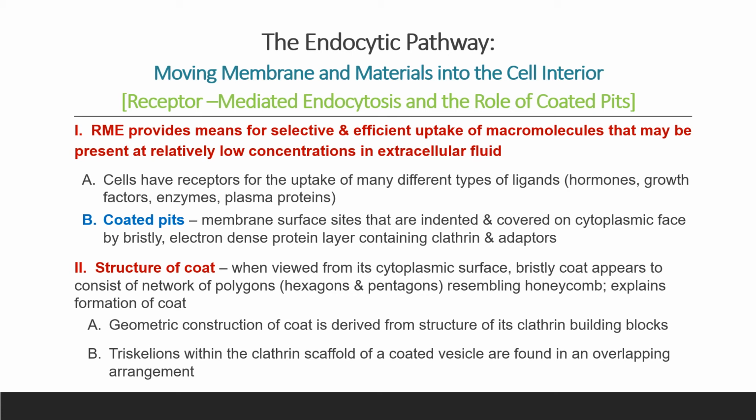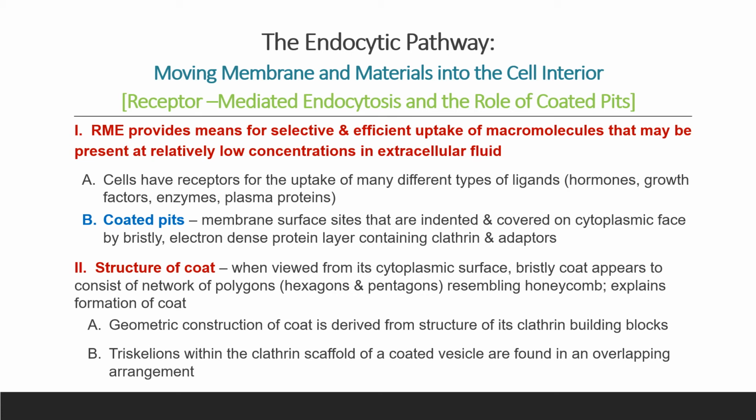So the structure of the coat, as viewed from its cytoplasmic surface, appears as a bristly coat consisting of a network of polygons, sometimes hexagons and pentagons, resembling a honeycomb, and this explains the formation of the coat.